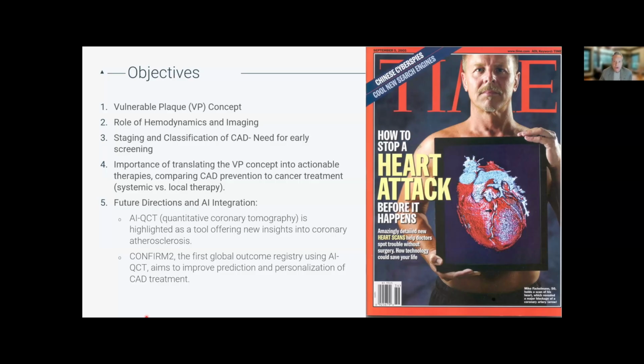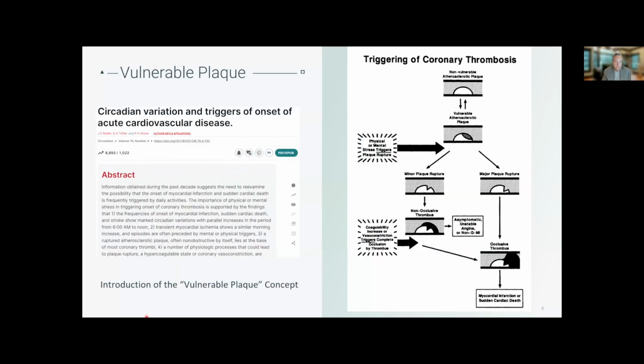So let's start with you, Jim. Let's go back in time to 1989 when you and Peter and Toffler introduced the concept of the vulnerable plaque. Thank you, Mike. It was a while ago, and I'm happy to say that the instruments to find it are getting steadily better, both non-invasive and invasive.